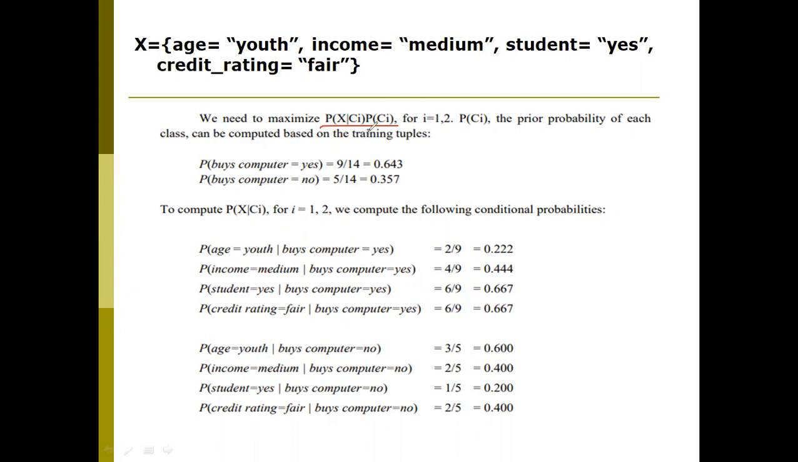Okay, for this, first of all, I would like to calculate the P of Ci. How do I calculate this P of Ci? P of Ci is the probability of class label 1 and the probability of class label 2. Here we have only two class labels. What are those two class labels? One is the yes class label, the second one is the no class label.